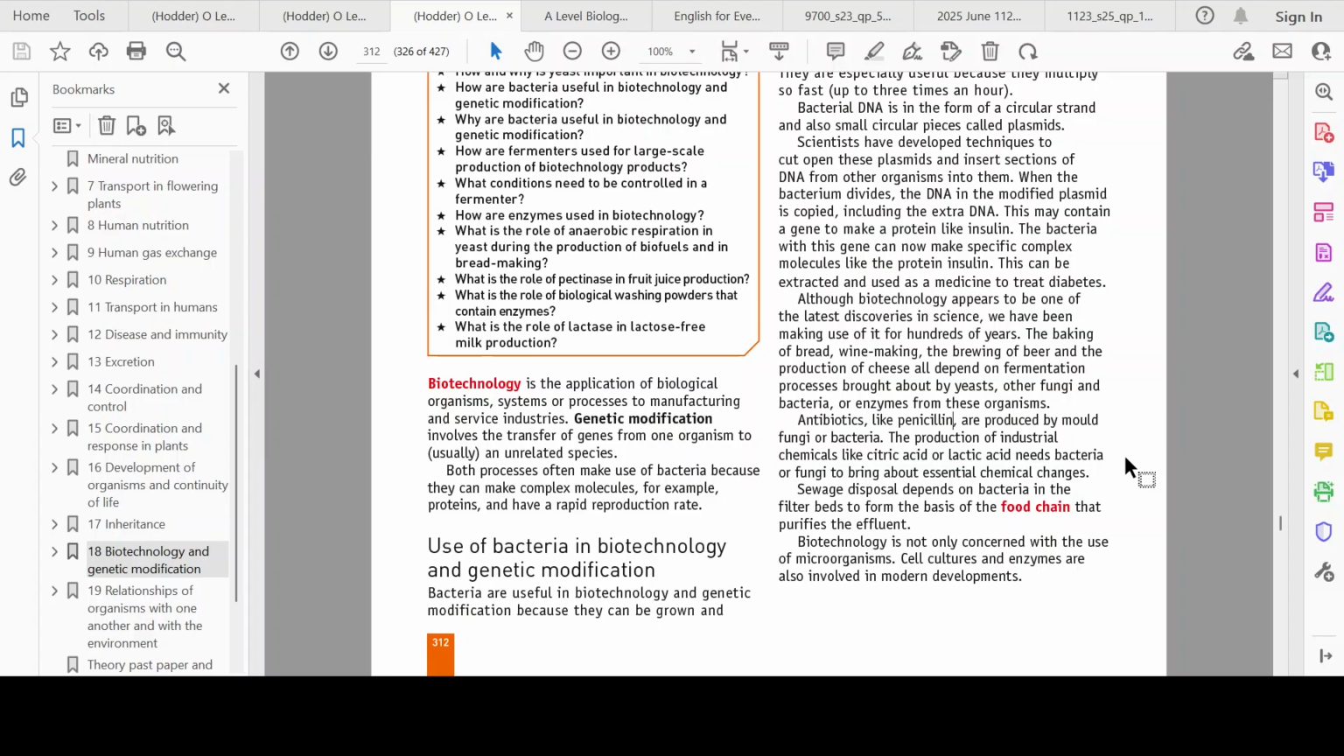Any ideas? Can you repeat the question again? Why would a fungus or a bacteria produce a chemical that is able to kill other bacteria? Because they can overcome, like, because they have the same characteristics.